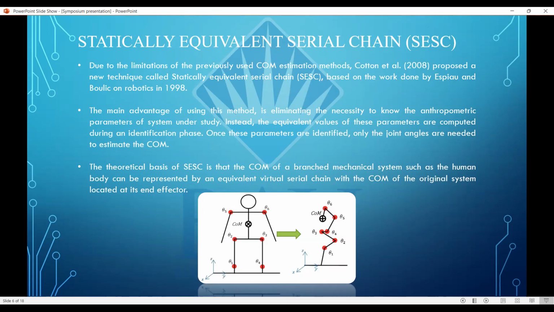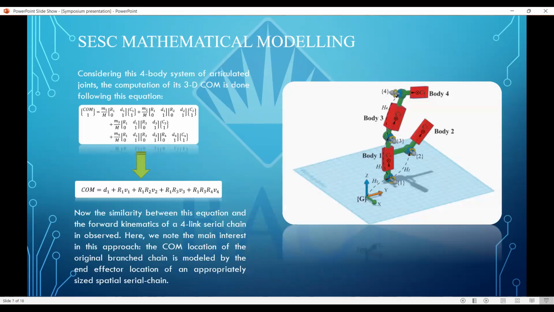So the theoretical basis of SESC is that the center of mass of a branched chain system, such as the human body, can be represented by an equivalent virtual chain, with the center of mass of the original system located at the end effector of this chain. I don't know if you can see it in the figure below. The branched chain, which is a really simplified figure of the human body, can be simplified by the chain on the right, which resembles a serial chain.